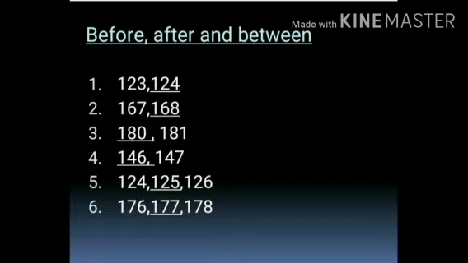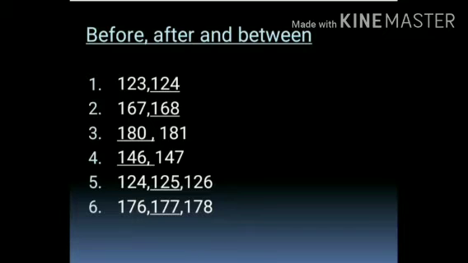I told you we will explain before, after and between numbers through the slides. The first question is 123, 124. The after number of 123 is 124. Then 167, 168: 168 is the after number of 167. Then the third one, 180, 181: 180 is the before number of 181. 146, 147: 146 is the before number of 147.